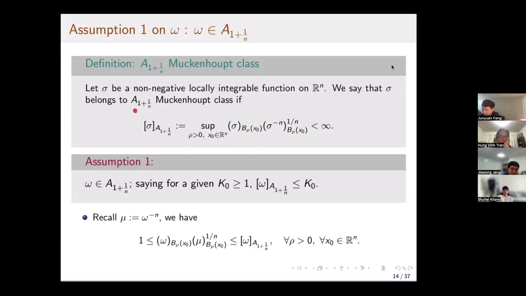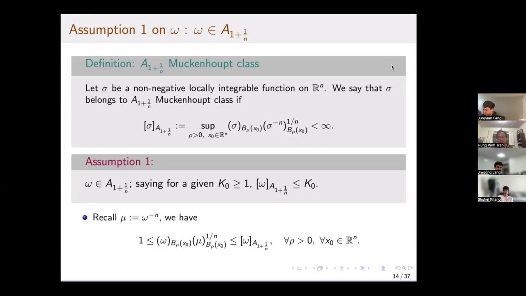Honestly, you can also define this for any p bigger than or equal to 1, but since in our paper we just need this index, I give the definition like this one. So our first assumption is that we need omega in this A_{1+1/n}. And the same for some given k naught: we need the Muckenhoupt characteristic number of omega to be less than k naught.